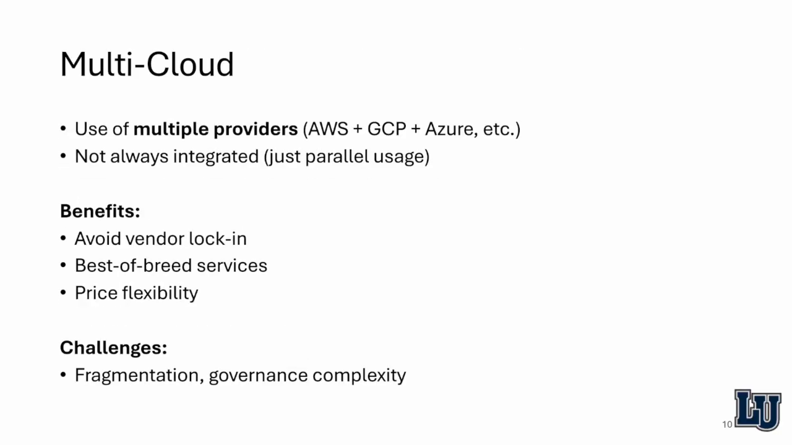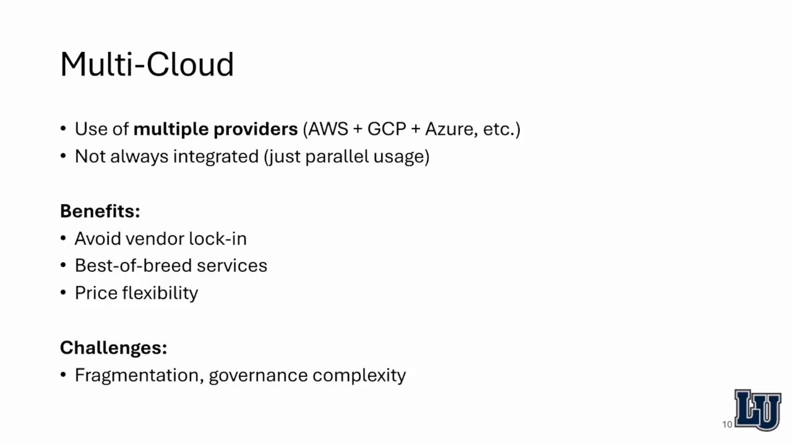Multi cloud means using multiple providers, not necessarily with deep integration. Maybe you run databases on AWS, AI workloads on Google Cloud, and Microsoft 365 SaaS on Azure. Why do this? To avoid vendor lock-in, so use the best-of-breed services.